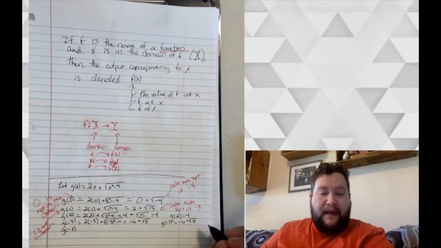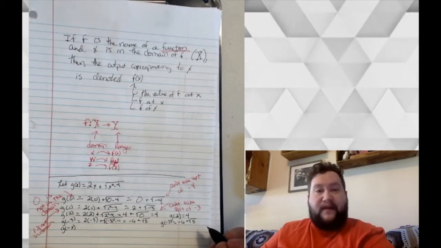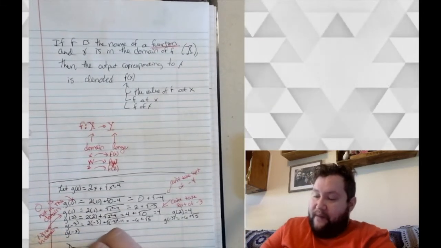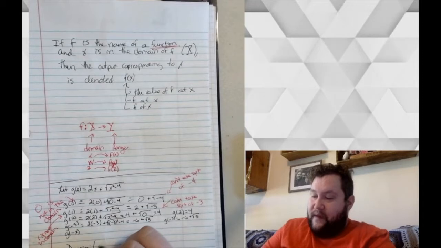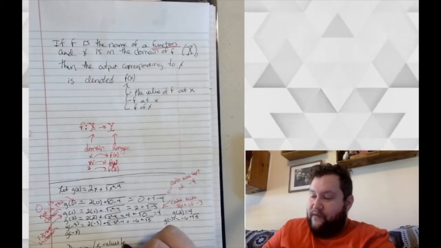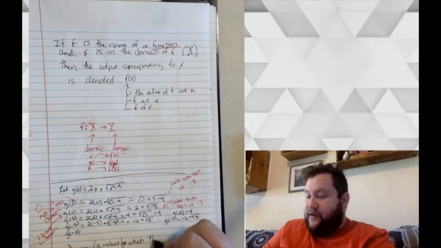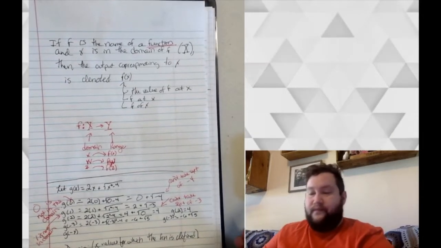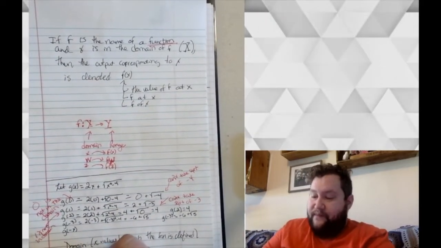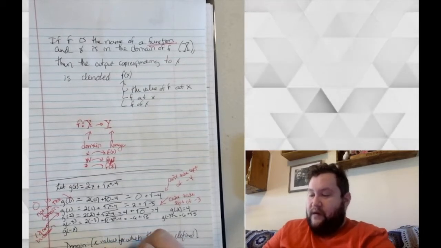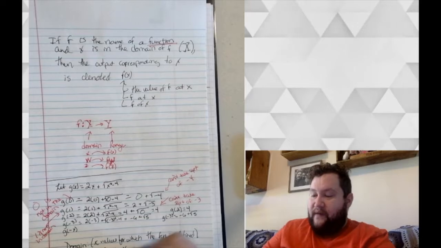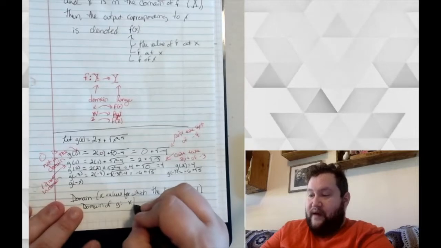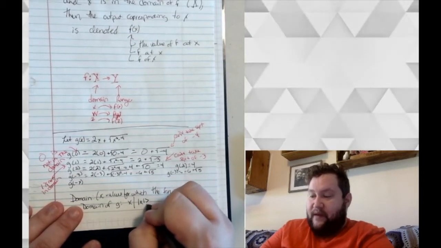And so if our domain is the set of x values that we can put into our function, the domain, the x values for which the function is defined, the domain of g are all those x such that the absolute value of x has to be bigger than or equal to 2.